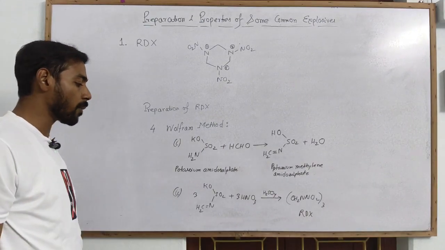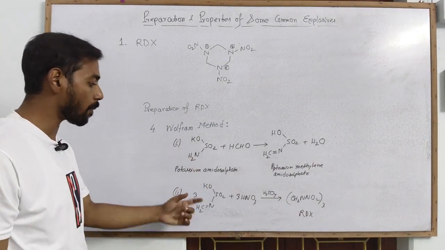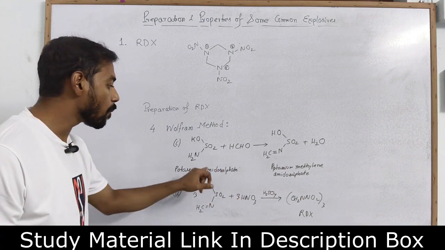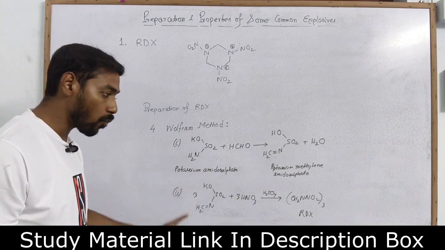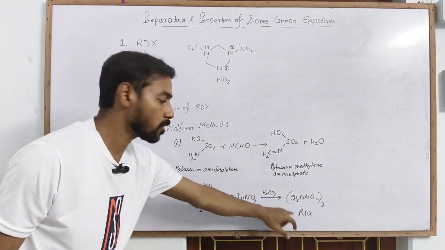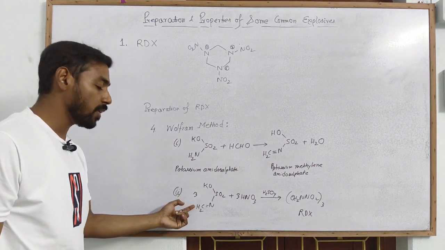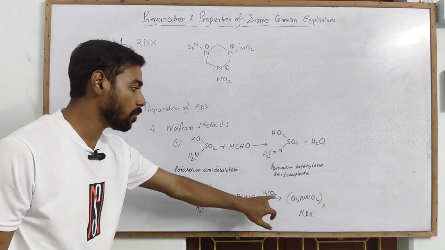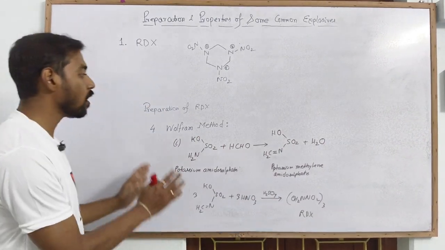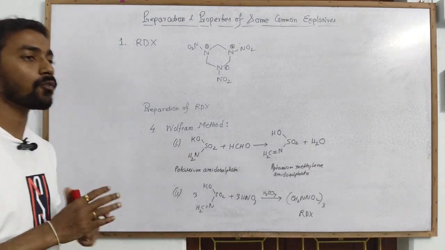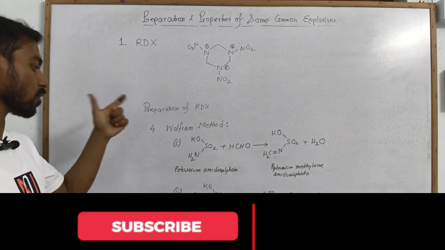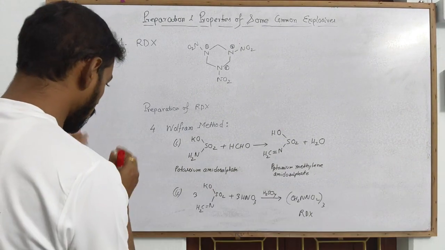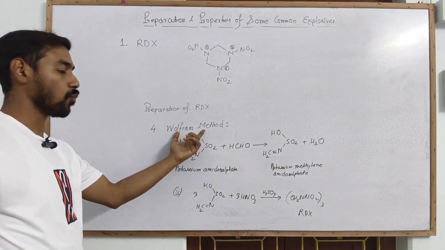In the second step, what will happen? This potassium methylene amidosulfate will react with nitric acid, that is, the nitration of potassium methylene amidosulfate, and it will produce RDX. Basically, it reacts with nitric acid in an H2SO4 medium to give RDX. So this is the overall preparation of RDX. We have learned four methods: the first was the Hale's method, second the Ross-Schiessler method, third the Bachmann method, and the fourth the Wolfram method.